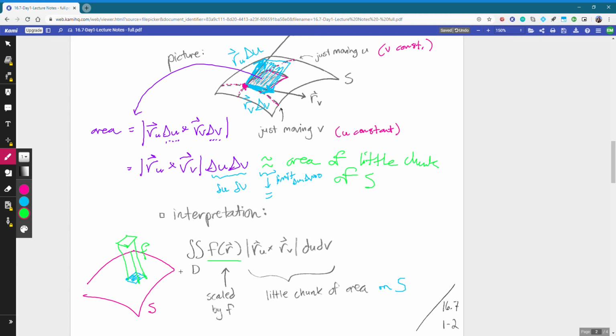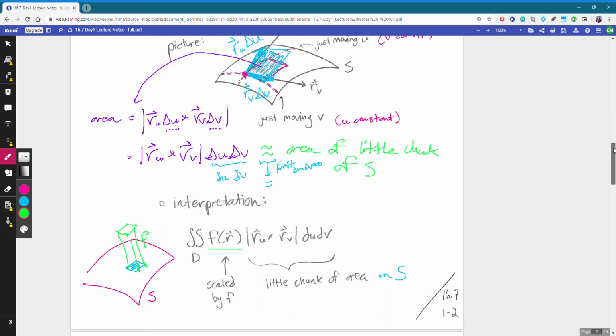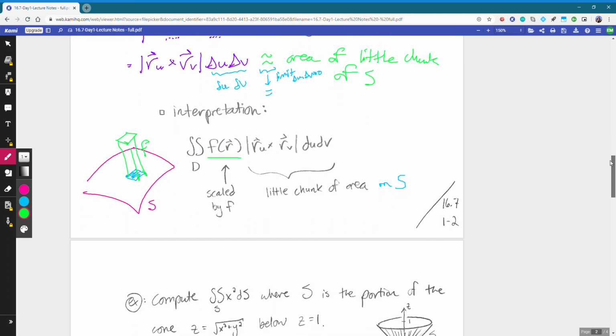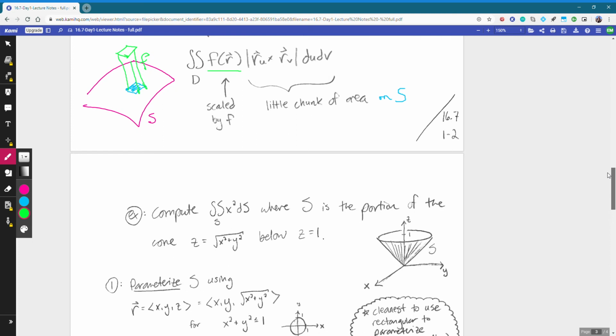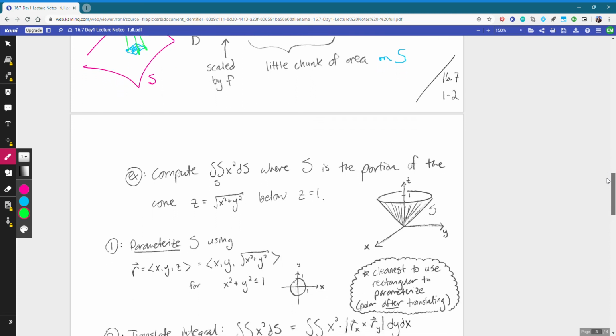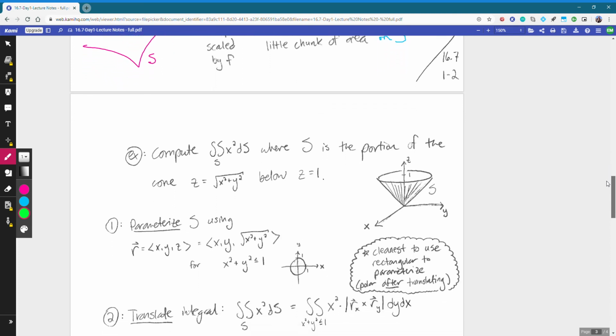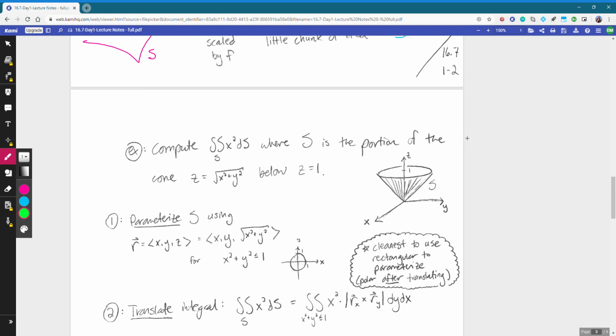And with that, we have all we need to go ahead and work an example. So let's look back at our ice cream cone that we parametrized last time and make use of the work that we've already done. So here, let's compute the surface integral. Again, this is a big S for the surface integral.